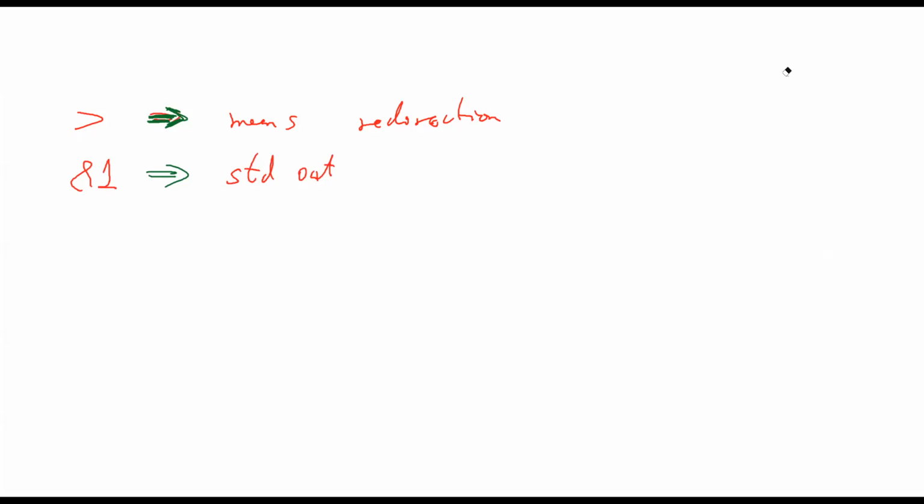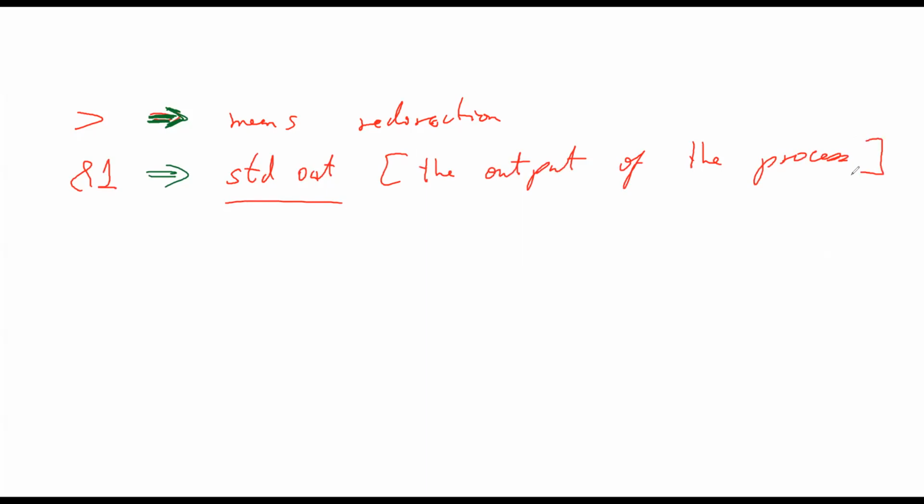So ampersand 1, sorry, stands for standard out, right? We should say that. And it's basically the output of the process. So we can think of it as the output of the process, okay? So that's what that is. The output of the process.